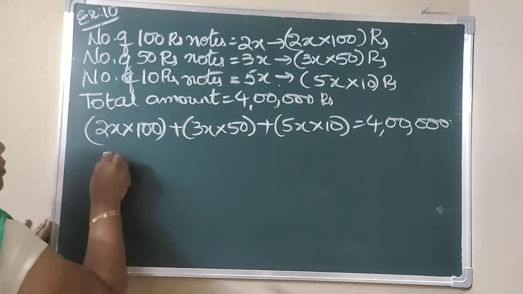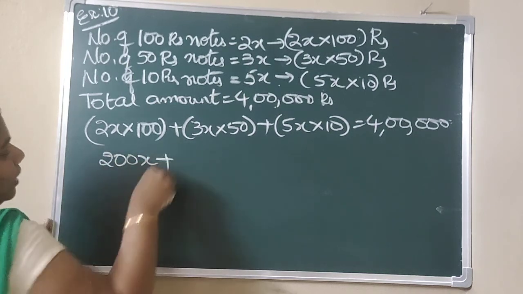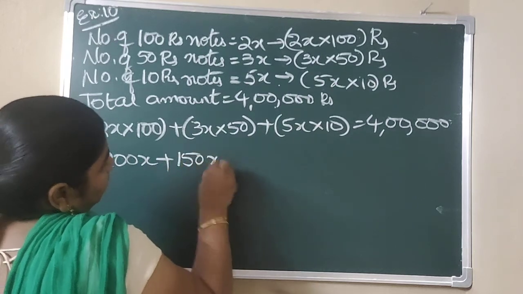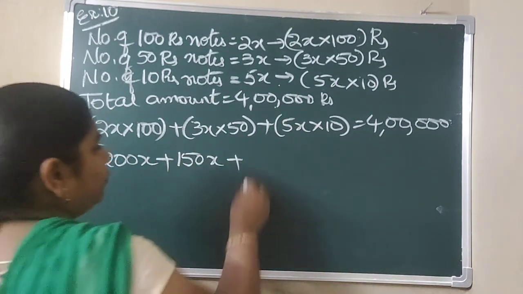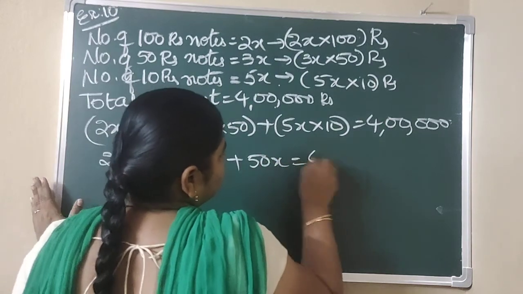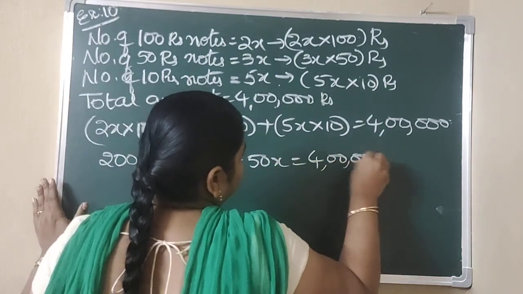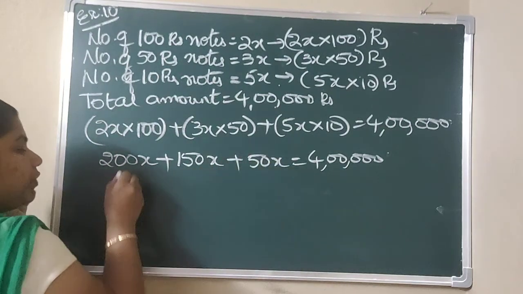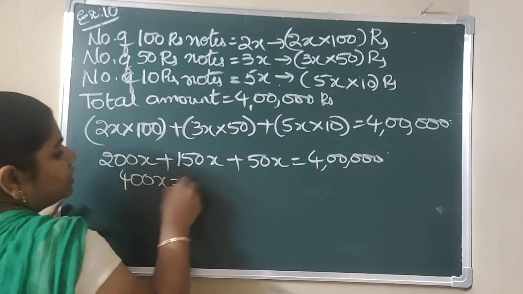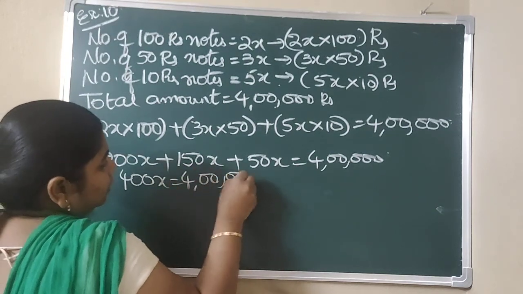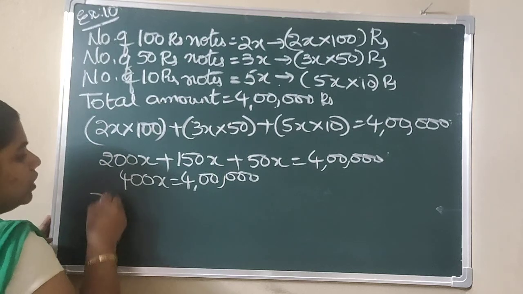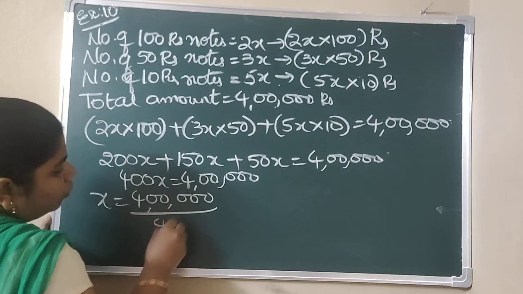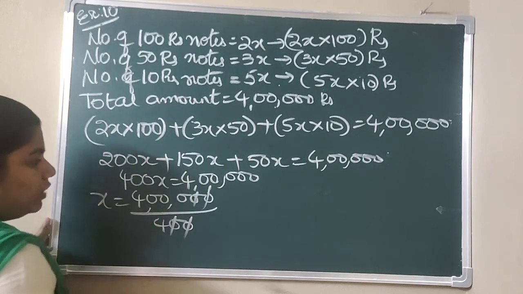Now we can multiply here. 2x into 100 will be 200x, plus 3x into 50 will be 150x, plus 5x into 10 will be 50x, will be equal to 4 lakhs rupees. So 200 plus 150 is 350, 350 plus 50 will be 450. 450x is equal to 4 lakhs. Transpose 450 to the other side. So x will be equal to 4 lakhs divided by 450.